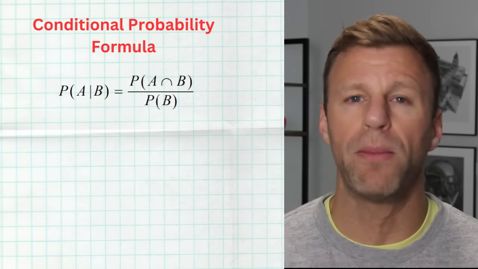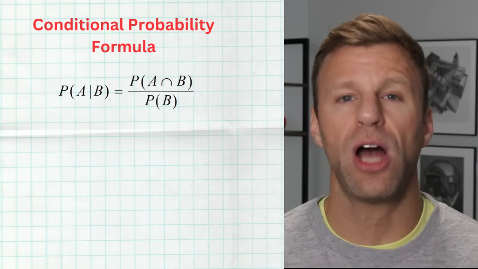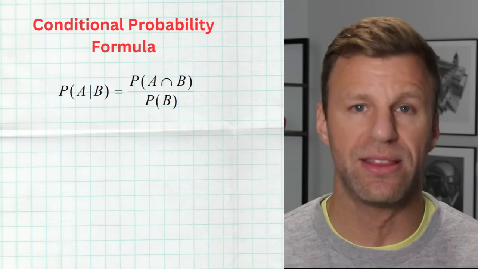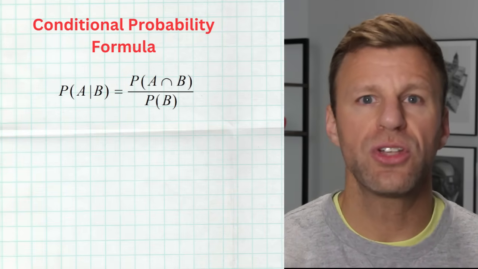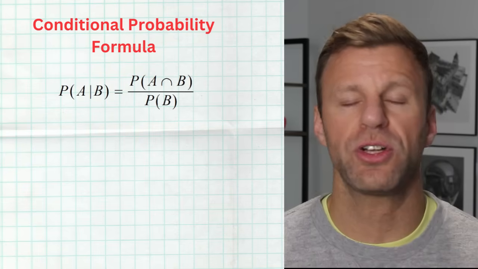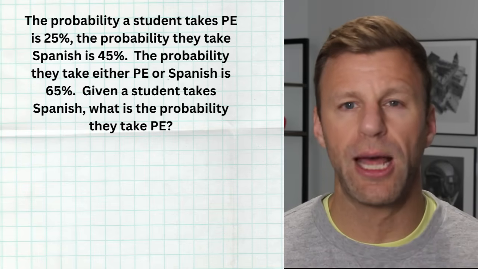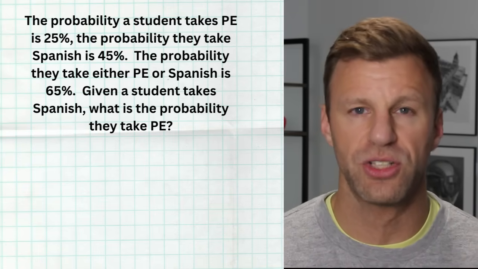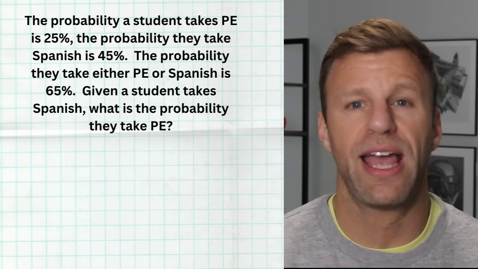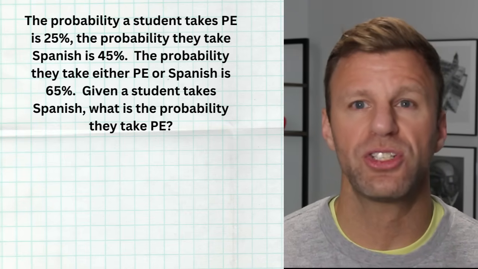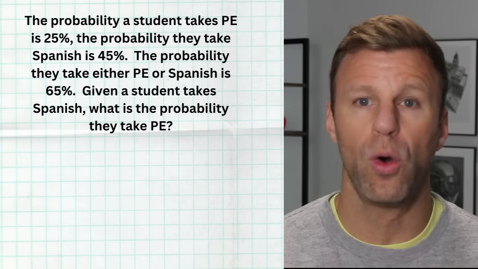On top is the probability of A and B, and the denominator is the probability of just B, the condition. All right. So to utilize this formula, let's go back to our physical education Spanish problem. Same setup: 25% chance a kid has physical education, 45% chance that they have Spanish, and there's a 65% chance that they have physical education or Spanish.